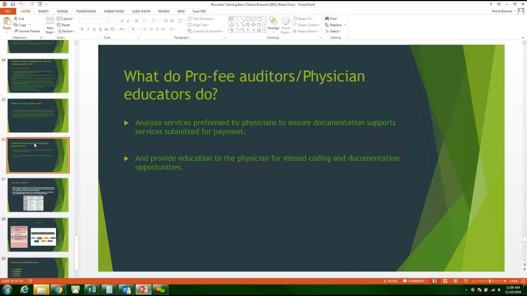Slide number 36. What do pro-fee auditors and physician educators do? They analyze services performed by the physicians to ensure documentation supports services submitted for payment, and they provide education to the physicians on miscoding and documentation opportunities.